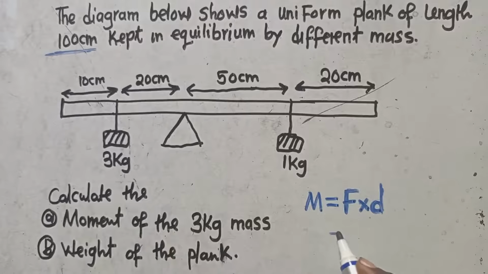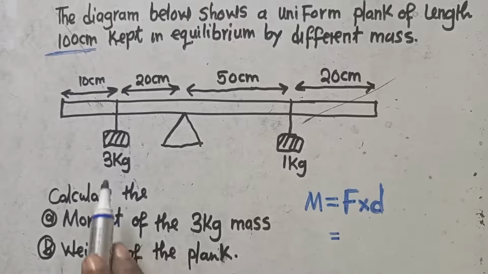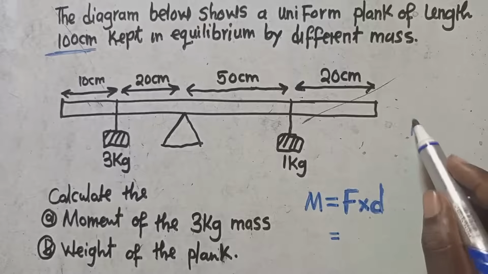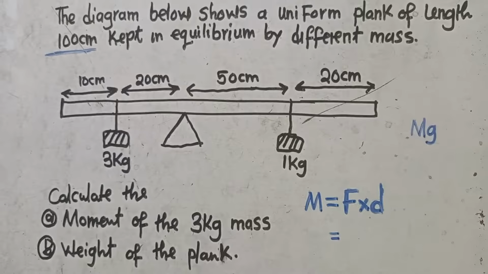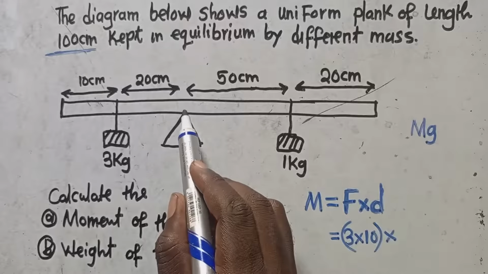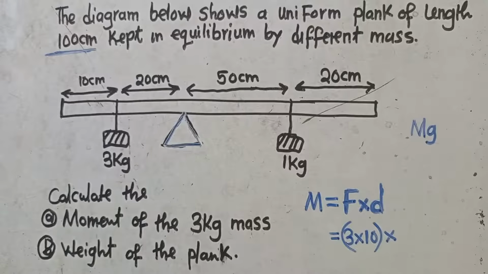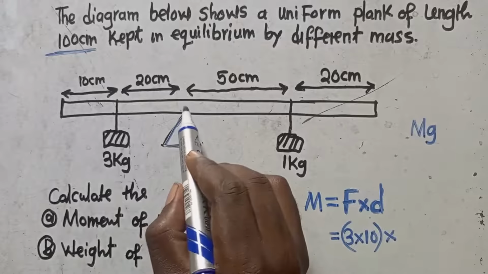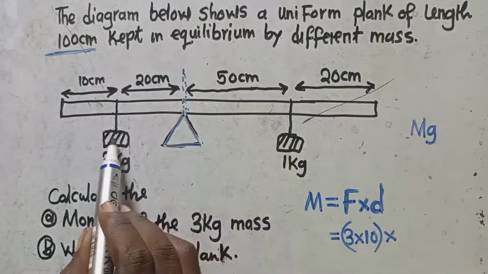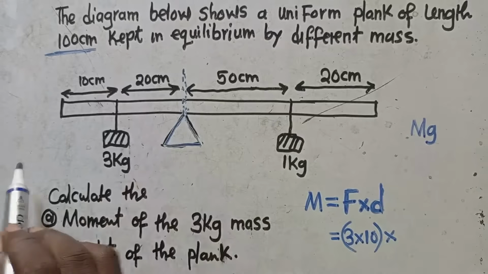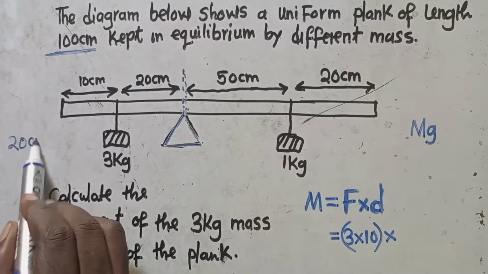So you are going to say this is equal to, what is the force? For you to find the force, you know that force is mass times gravity. So the mass is 3 times what is the gravity? Gravity we use 10 meter per second squared. Then you say multiplied by what distance from the pivot? Where is the pivot? The pivot is here. So pivot to this force, that is a distance. A distance of what? 20 centimeters.